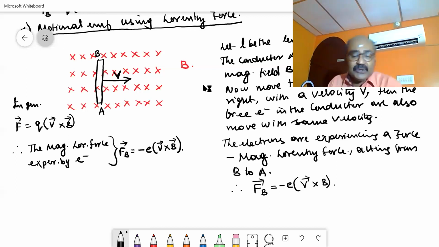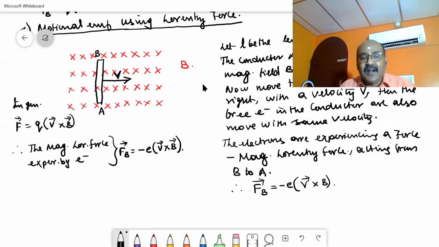Now, due to the Lorentz force, what will happen? This Lorentz force makes the electrons move from B to A. When more and more electrons are traveling, they get accumulated at the end A, which develops a large potential at A due to negative charges. At B you will have the positive charges. So between B and A a large potential difference is established. Because of that potential difference, a large electrical field is established between B and A.